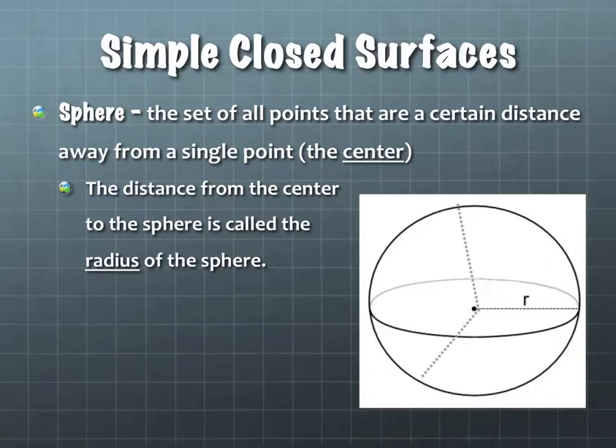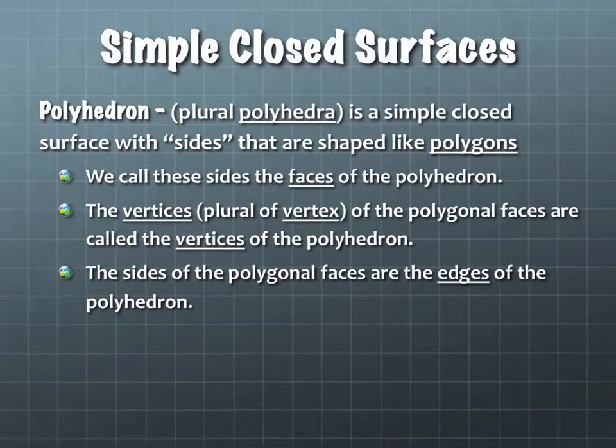Another type of simple closed surface is a polyhedron. The plural of polyhedron would be polyhedra. I'm not going to promise you that I'm going to remember to use the right one in the right context, because it's like syllabus and syllabi. They just kind of come off my tongue interchangeably. They're really not, but they're close.